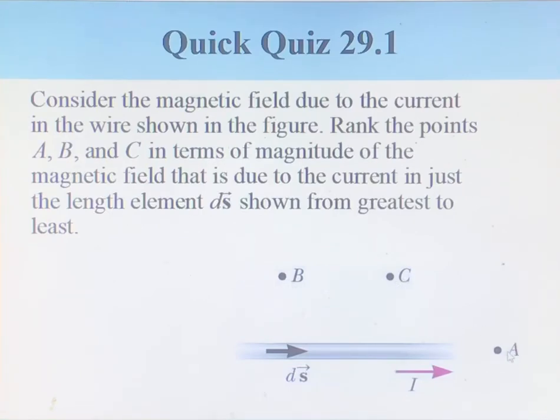Now the magnetic field at point A is going to be 0 because at point A, the unit vector is going to be exactly in the same direction as my ds vector. If you take the cross product of two vectors that are pointing in the same direction, you get a 0 contribution. This is a quiz that I want you to take a look at, but if you analyze this very carefully, you're going to see that the magnetic field at point B would be greater than the magnetic field at point C, which is greater than the magnetic field at point A.